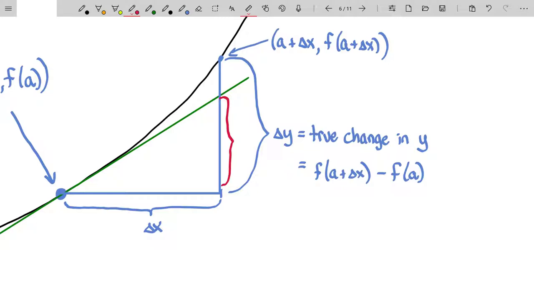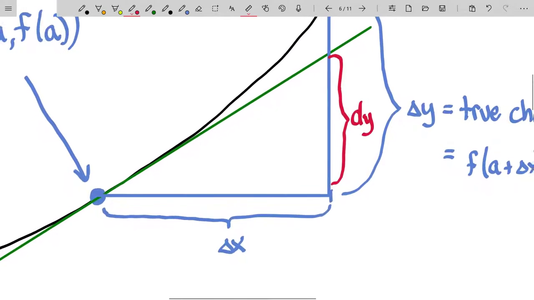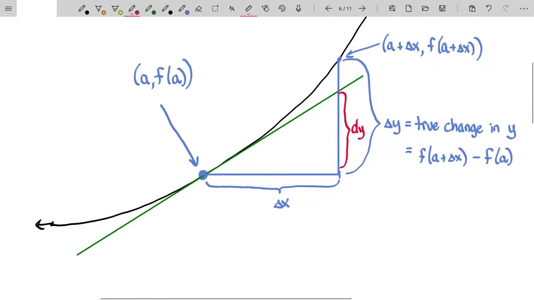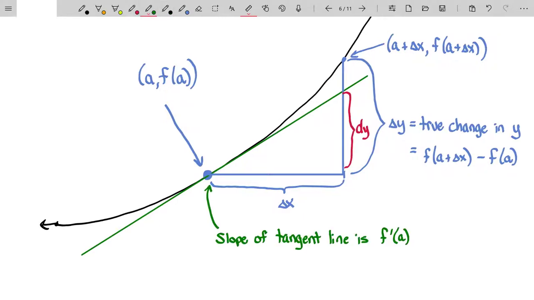Instead, we'd like to approximate the change using this y value. And that y value is a smaller wiggle. That is going to be dy. That's what we're going to define to be dy. And if you think about what dy is, geometrically, it is the slope, or the numerator for the slope of that green tangent line. So the slope of that tangent line, remember, the slope of the tangent line, let me point an arrow at it.